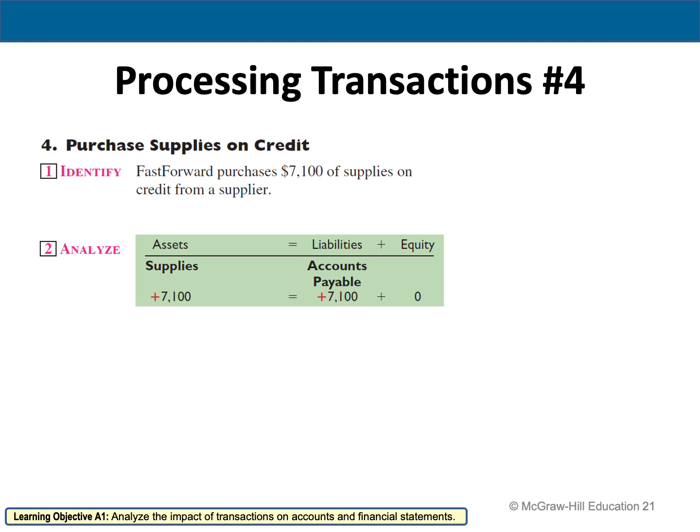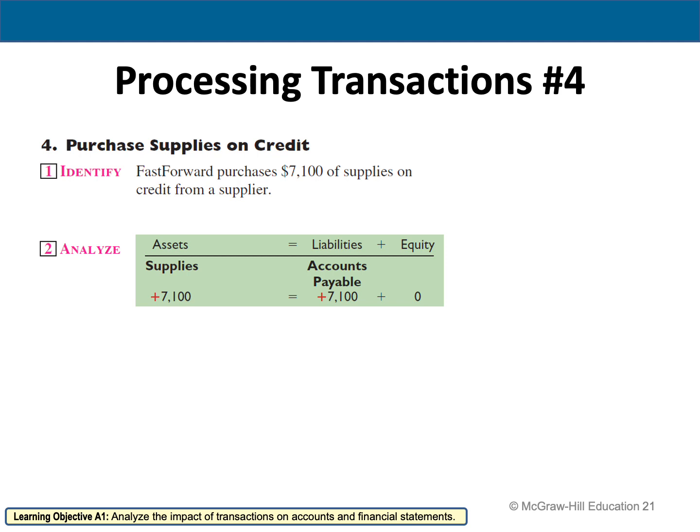So now we know that supply is an asset. And since the supply is increasing, it means I have to record the supply on the debit side, because the normal balance of the asset is debit. But when it comes to the accounts payable, it's a liability and the accounts payable is increasing. Then where should I record it?